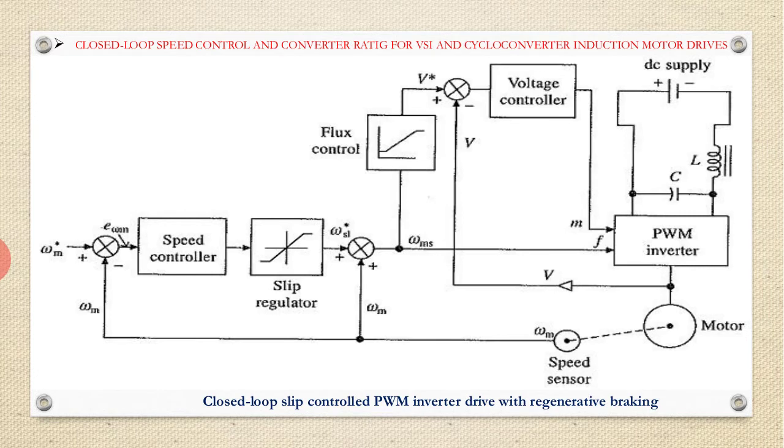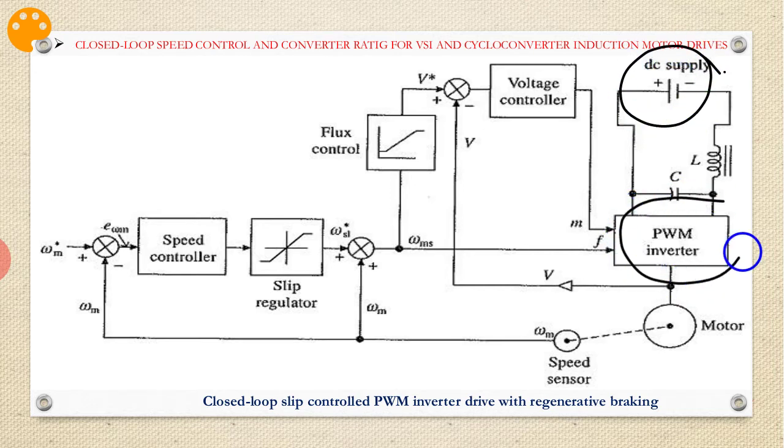Okay, so closed loop speed control. First I will explain the blocks and how it is connected, and afterwards I will explain the operation. The motor is here, and a DC supply is given to the PWM inverter. As I explained earlier, the fixed DC is given here, so the variable output we obtain from this pulse width modulation inverter, and the motor is connected.